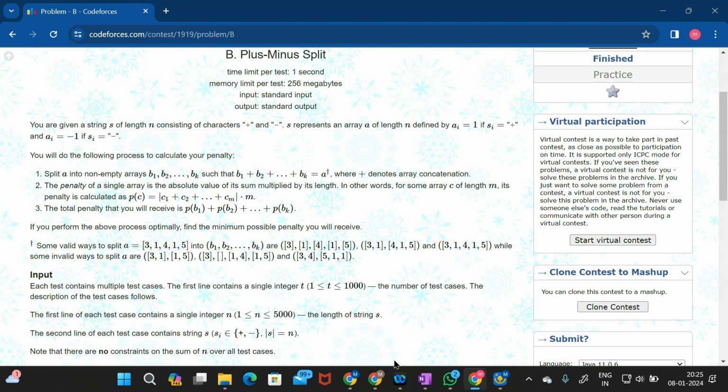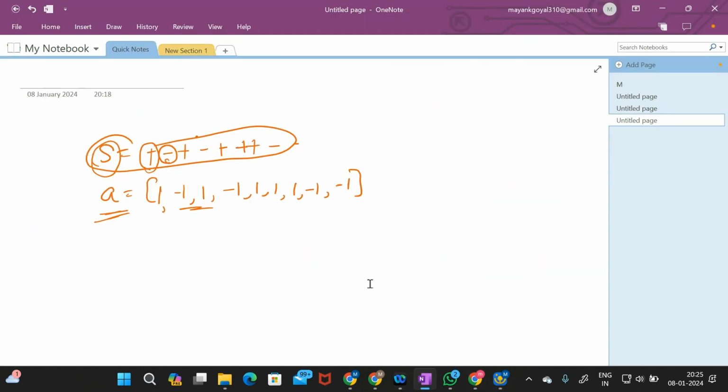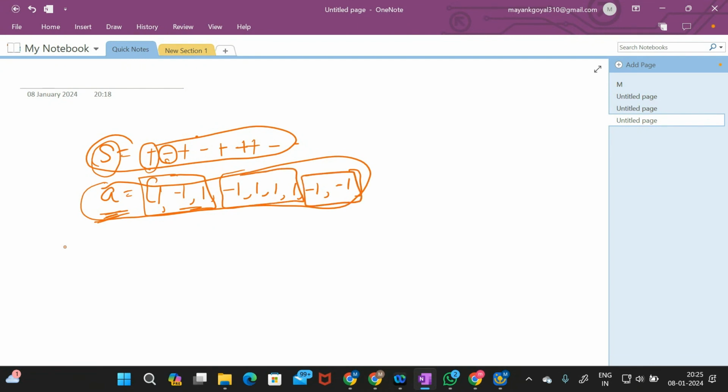It means the array which we got, we have to split this array into multiple subarrays. So what is a subarray? Let's say this is a subarray, this is a subarray, and this is a subarray. So we can split it into multiple subarrays of any length. Okay.